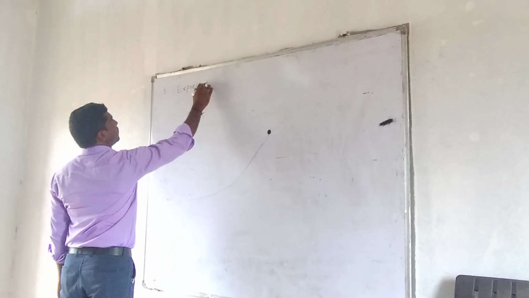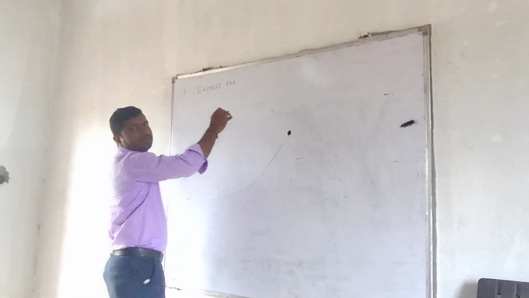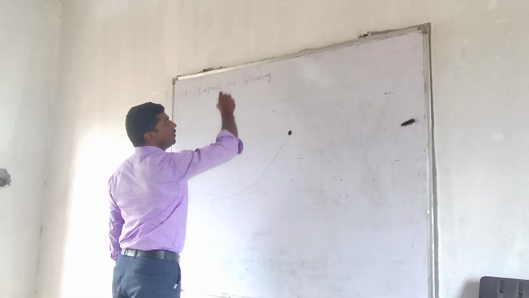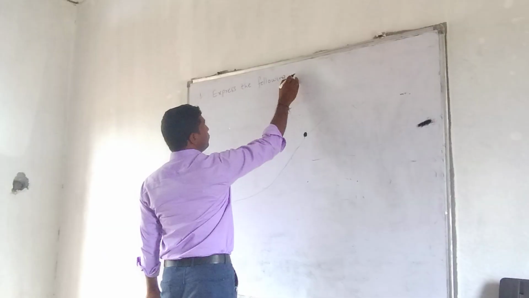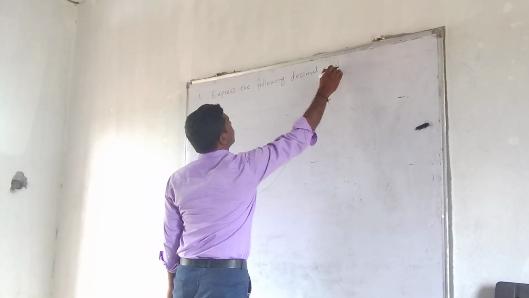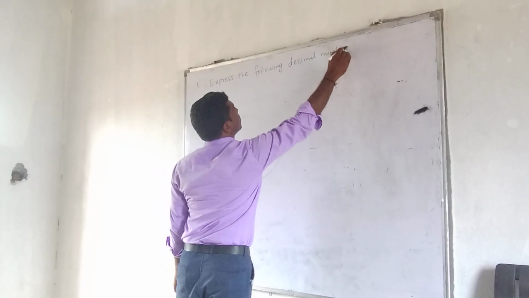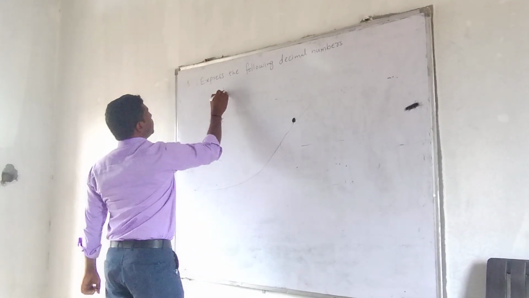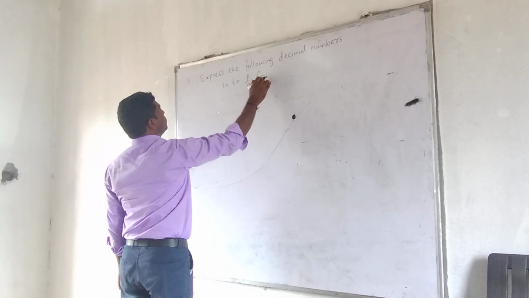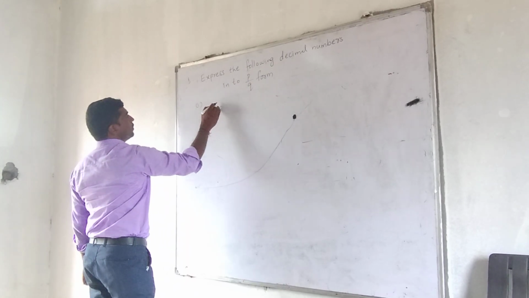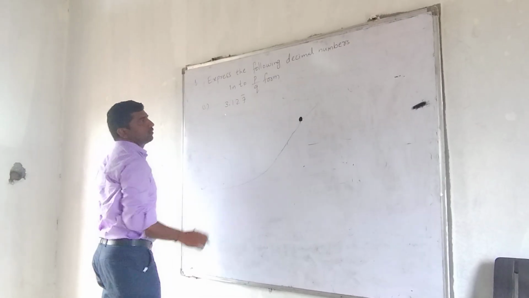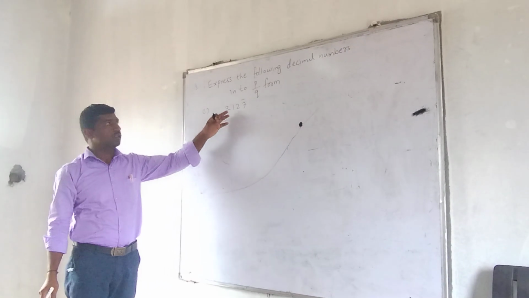Express the following decimal numbers into P by Q form. First one is 3.127 bar. This problem is there.